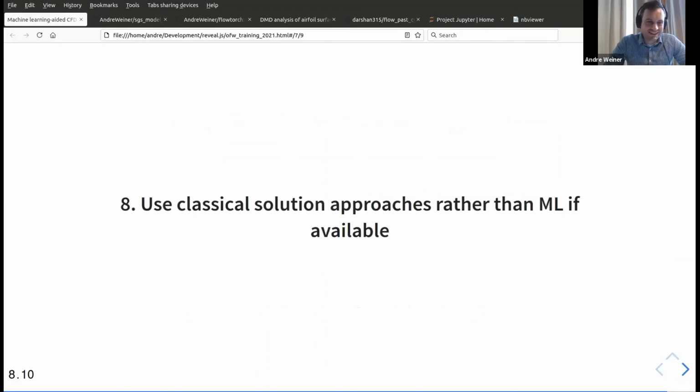And finally, to come back to your question, I would suggest that if you have classical solution approaches available for your problem, then rather use those than switching everything to machine learning. If there is not any particular problem why you would want to replace your CFD solver with a machine learning model, then I wouldn't do it. If that answers your question.